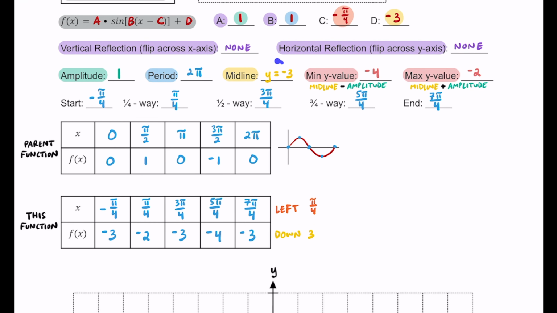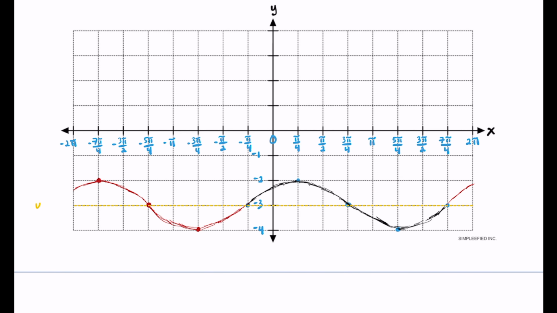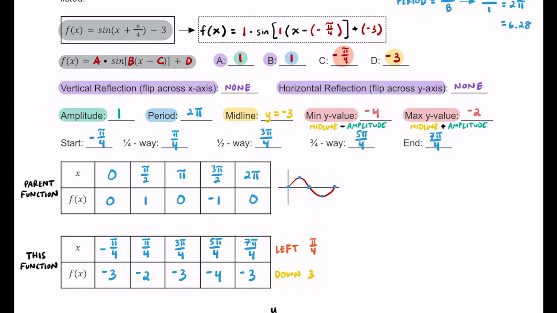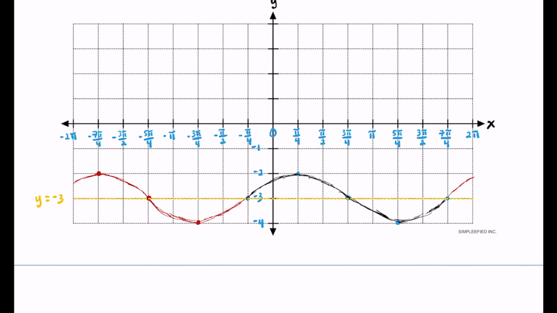For a midline, keep in mind our midline was supposed to be at y equals negative 3. So if I go ahead and show that, this is where that would be. This would be that midline where you can see the graph goes above and below the same distance from this midline. And then if you go back and think about what our minimum y value was and our maximum y value was, that was going to be the minimum at negative 4 and the maximum at negative 2. So we go ahead and take a look at that.